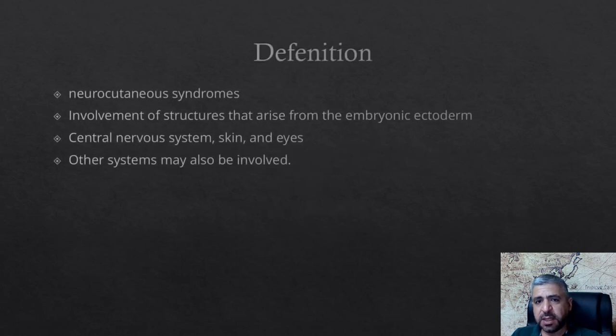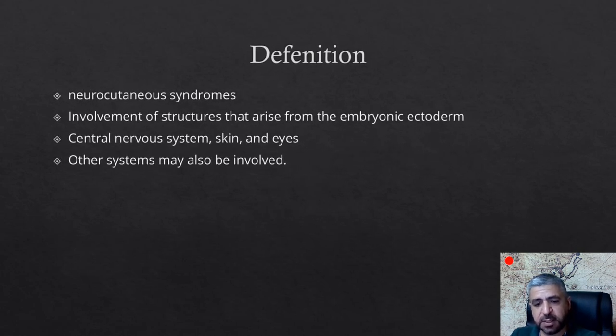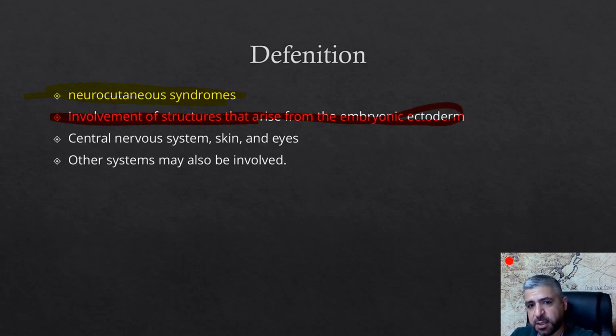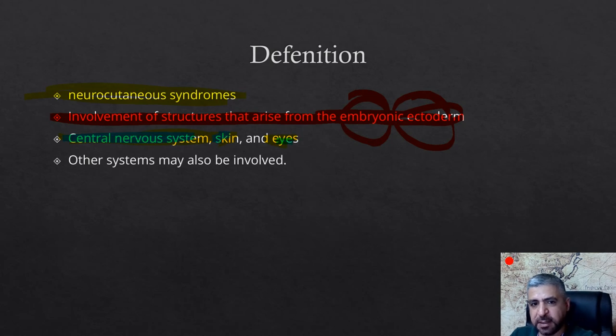So what's the definition of phacomatosis? Phacomatosis is defined as neurocutaneous syndromes. It has a neuro part, that's the CNS part, and a cutaneous, skin part. In easier terms, these are diseases or syndromes characterized by involvement of structures that arise from the embryonic ectoderm. What does this mean? Embryonic ectoderm means basically diseases affecting the central nervous system, skin and eye.